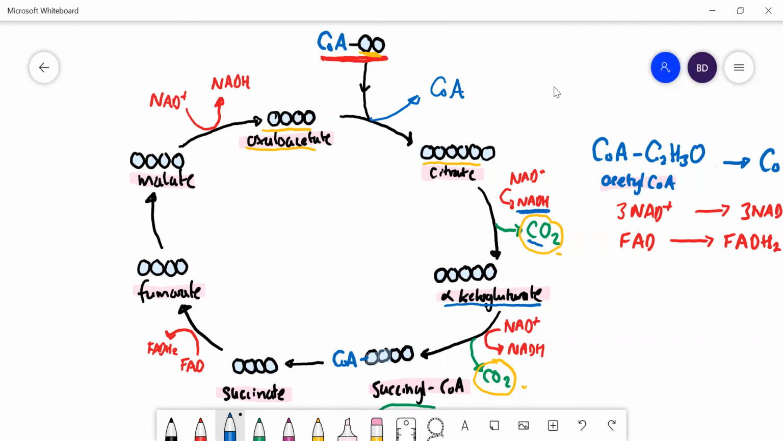Once you go to alpha-ketoglutarate, then it goes to succinyl-CoA. So this is only 4 carbons. You have lost a carbon dioxide molecule, and again this is an oxidation reaction because you end up making another molecule of NADH. The NAD plus is the oxidized form, and it oxidizes the alpha-ketoglutarate to succinyl-CoA, and it becomes reduced itself in the process, going to NADH.